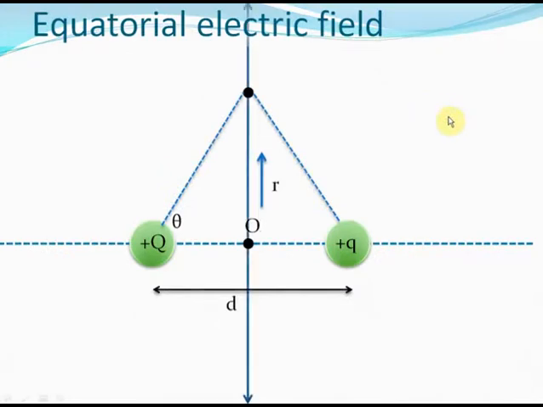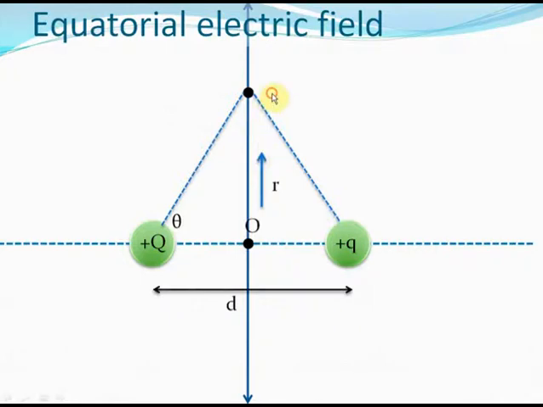Let's calculate the equatorial electric field of this two positive charge system. Okay, so let's say this is the origin. Let's say these two positive charges are at a distance d from each other, and let's say we want to calculate the electric potential on the equator of this two-like charge system at a point which is at a distance r from the axis of this two charge system, and this point makes an angle theta with this plus capital Q charge. So what will be the electric field here because of these two charges?